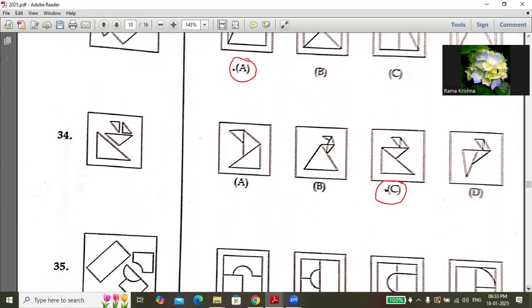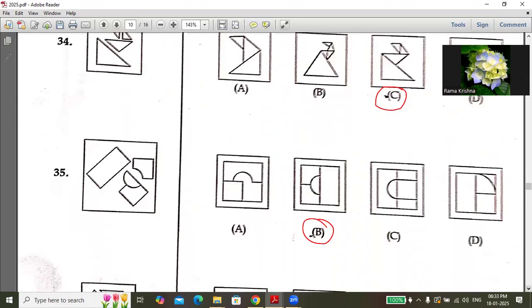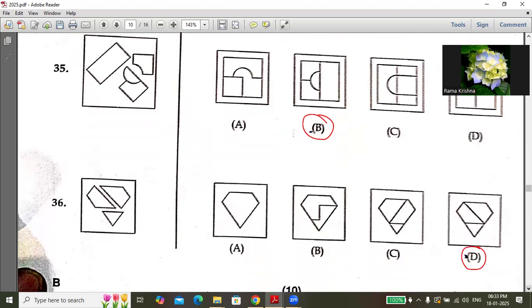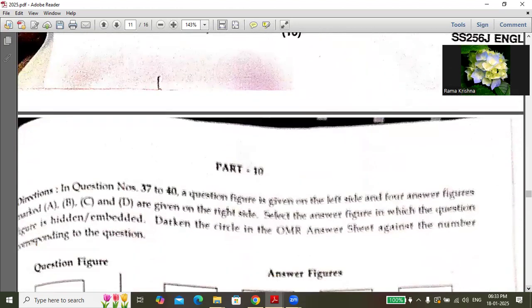Other options. Next, question 35. Bangalore is the correct answer. One rectangle and some parts, semicircle, half circle. So Bangalore is the correct answer. And for question 36, Delhi is the correct answer.